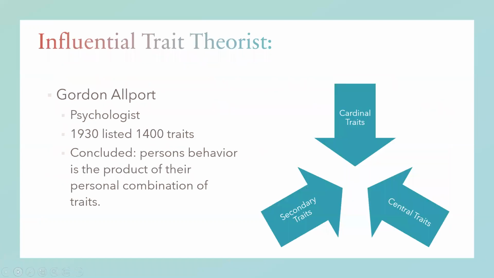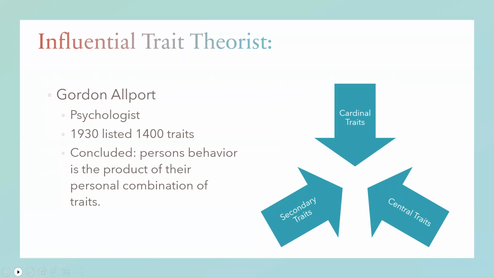Let's see. In 1930, Gordon Allport came up with a list of over 1,400 physical, behavior, and moral traits. His study concluded that a person's behavior is a product of their personal combination of the 3 traits of cardinal traits, central traits, and secondary traits. Cardinal traits are those that dominate your personality. Central traits are the main traits that form your personality. And secondary traits are those that vary based on your current circumstances.